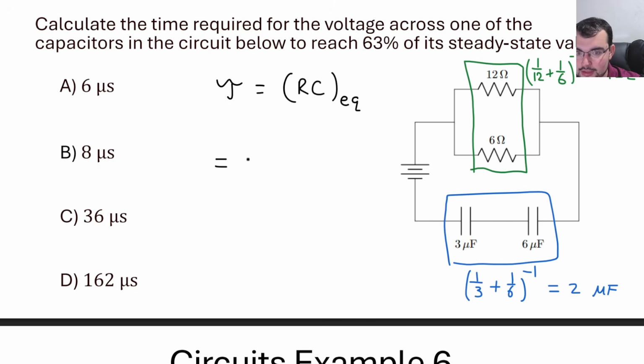So our time constant would be REQ times CEQ, which is 8, and then we pick up a factor of 10 to the -6 from the capacitor. So it's 8 microseconds.